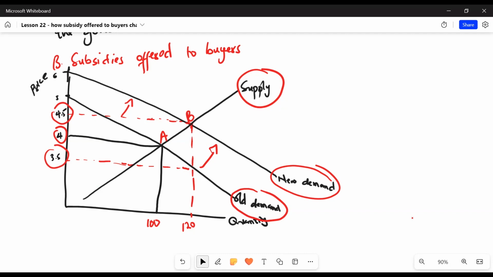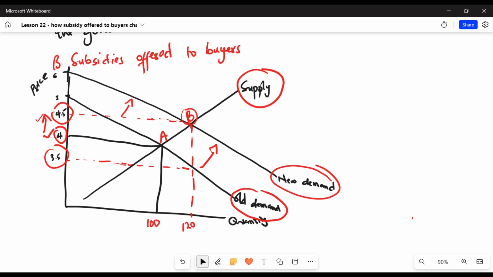Before the subsidy was offered, the equilibrium price was 4. But after the subsidy was offered, demand shifted, creating a new equilibrium at point B, which moved us to equilibrium price of 4.5. Now, this equilibrium price of 4.5 is the price that producers are now receiving after the subsidy was offered. So the difference is 0.5. So producers will receive 0.5 more per apple sold than they were receiving previously.